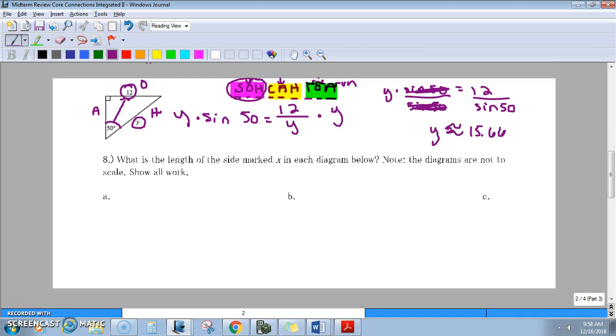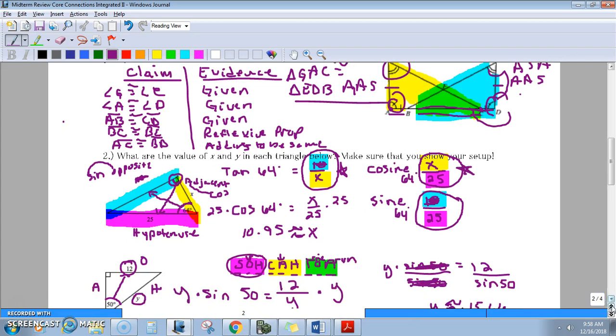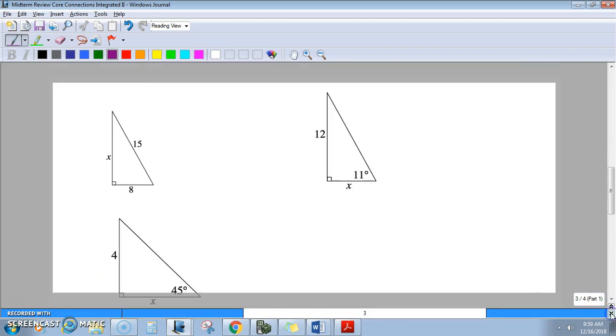Okay, great. I think I have 5 more minutes on this video, so let's try the next one. What is the length of x in each diagram? And I think that is on the next page actually.